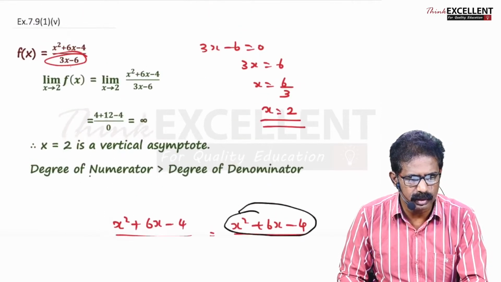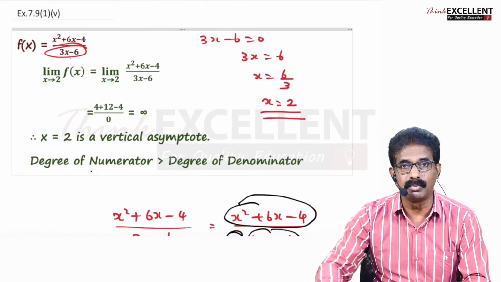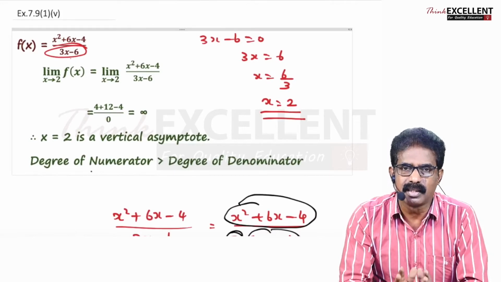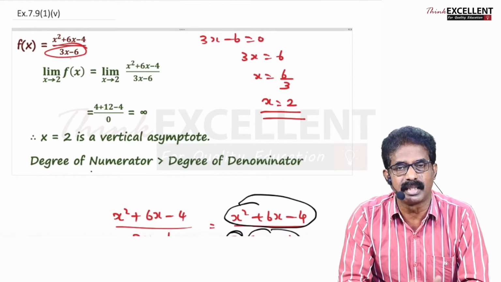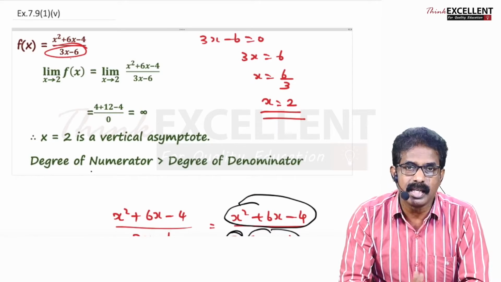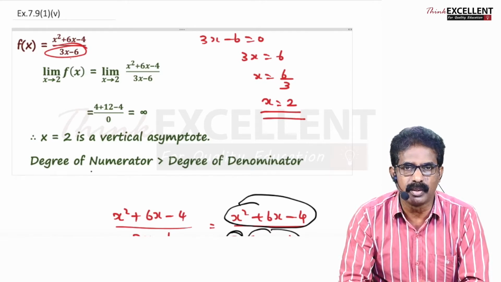So hope you understood. So like this, you can find the asymptote. So asymptote is just a line very close to the curve. It touches only at infinity, or it is a tangent at infinity. There are 3 types of asymptotes: horizontal asymptote, vertical asymptote, and slant asymptote. Practice these questions. We'll continue in the next class.